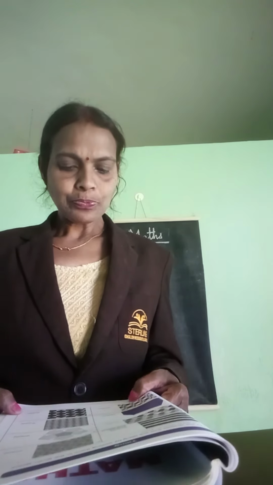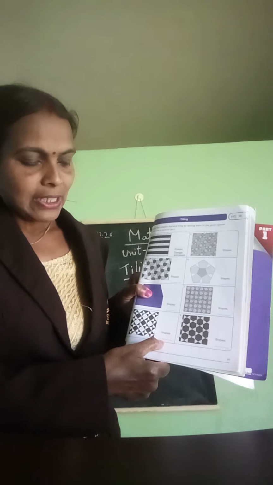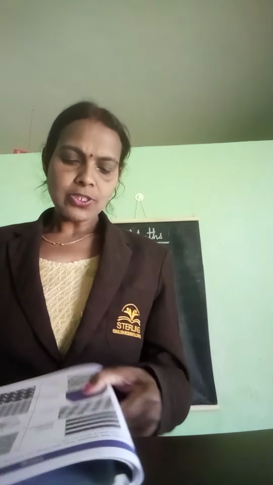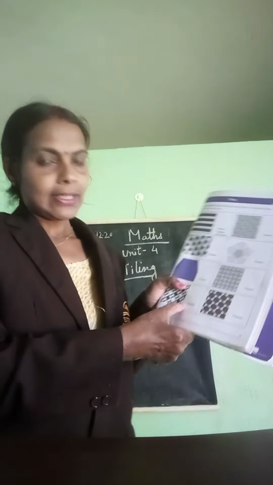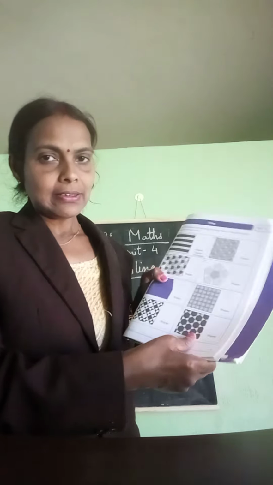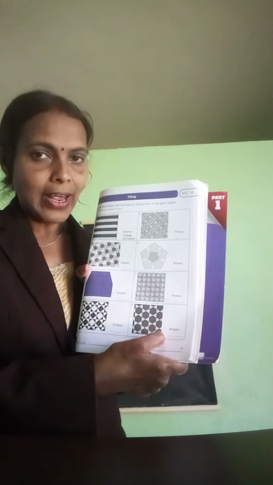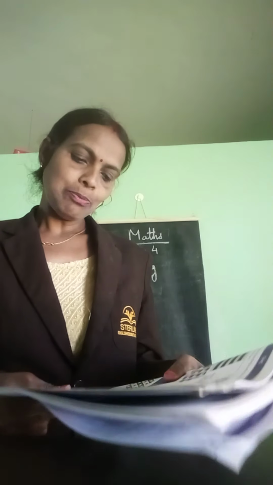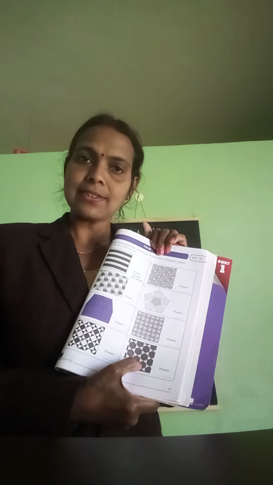Okay, now G1. In G1, for tiling, what shapes have they used? They have used triangle and square. You write down triangle and square. And see this picture. In this picture, what shapes have they used? They have used triangle and one more shape is there, that is hexagon. Hexagon is the shape which has 6 sides.